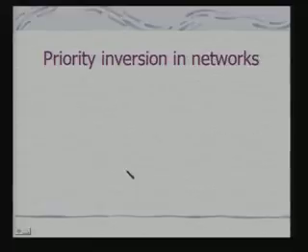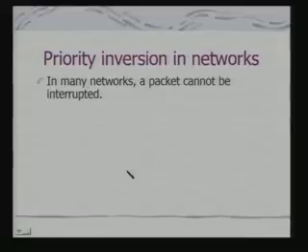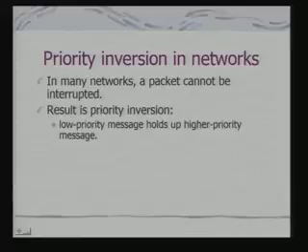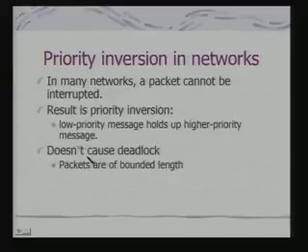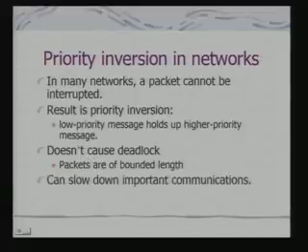There is also another important phenomenon which happens in network based systems, that of priority inversions. In many networks, a packet cannot be interrupted. In almost all the networks, a packet cannot be interrupted. A process can be interrupted, but a packet cannot be interrupted. So, what happens? A low priority message can hold up a high priority message. Even if you have a higher priority packet, that cannot be sent since the low priority packet is currently in transmission. But this will not cause any kind of deadlock because packets are of bounded length. So, packets will definitely get delivered, and the next one will get a chance. But what happens is a priority inversion.